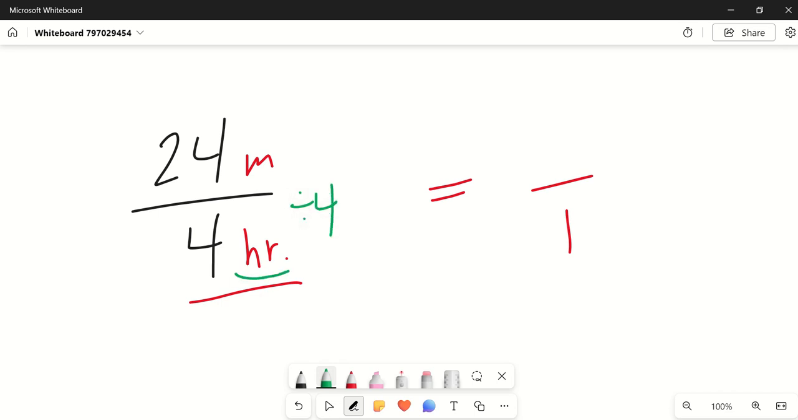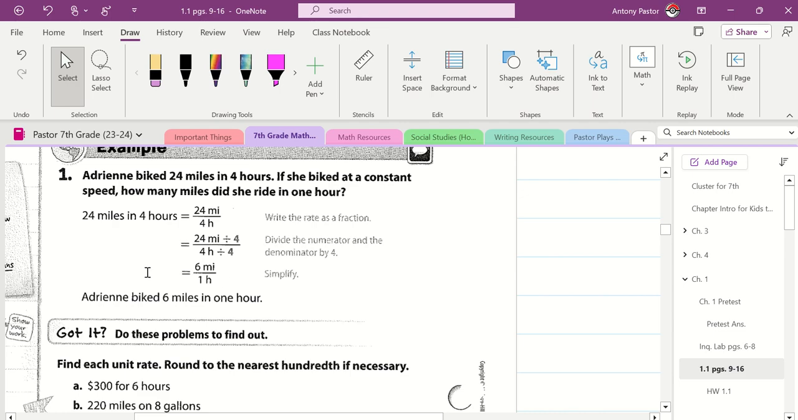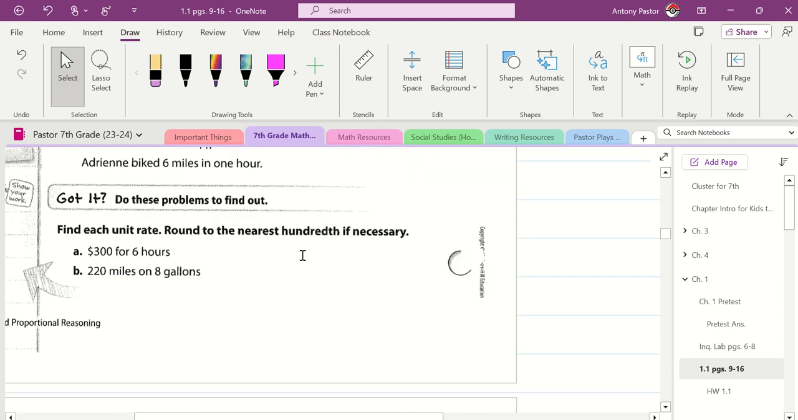Remember, if I do one thing to one side of the fraction ratio, I have to do it to the other. So we know that 4 divided by 4 is 1. 24 divided by 4 will be 6. So we can say that she rode 6 miles per hour. In 1 hour, she traveled 6 miles.